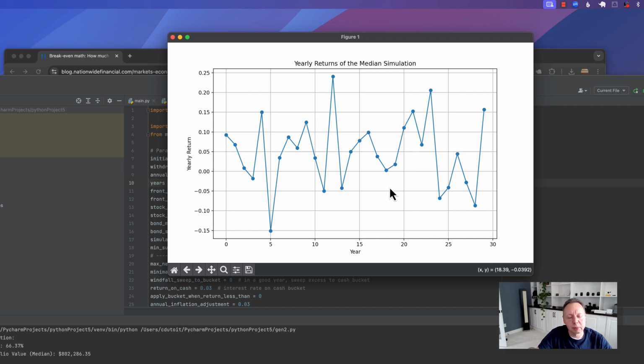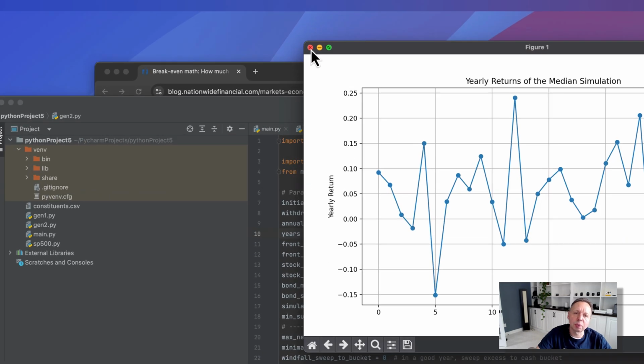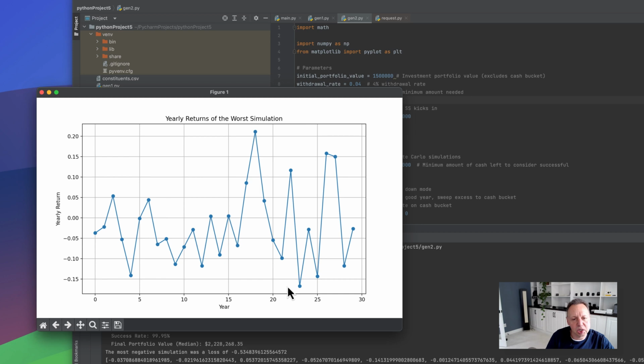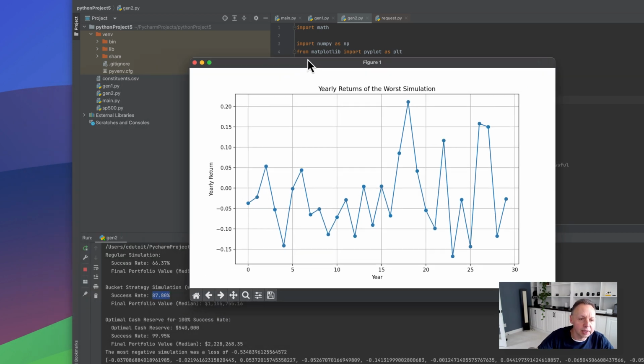But let's push this a little bit further. Let's look at the theoretical. How much cash would it take in the cash bucket to get to 100% certainty? So let the computer run through its little algorithm here and do another 10,000 simulations calculating different cash amounts. And let's see what we have here.